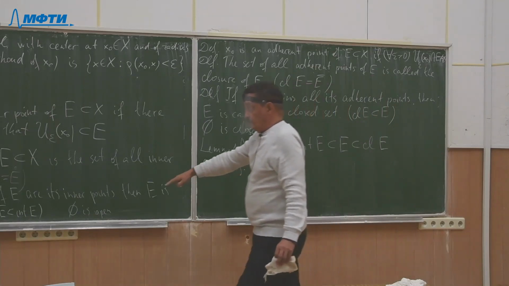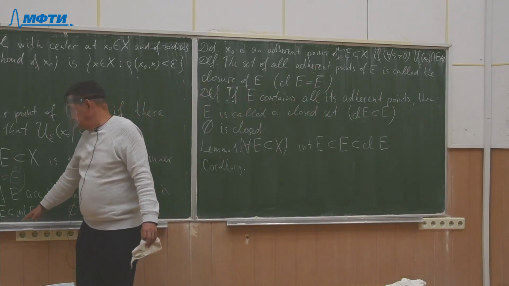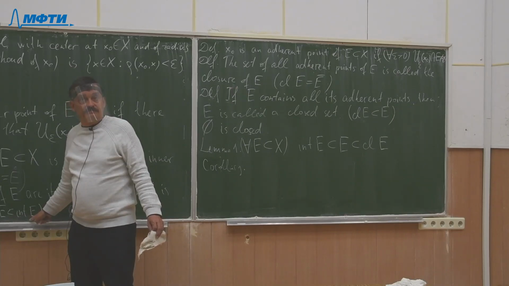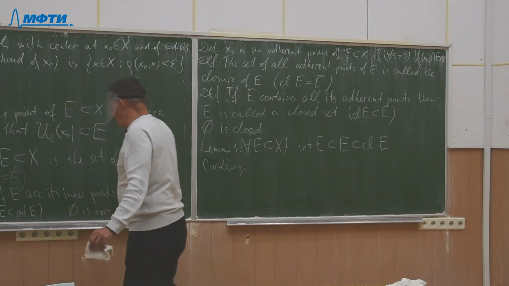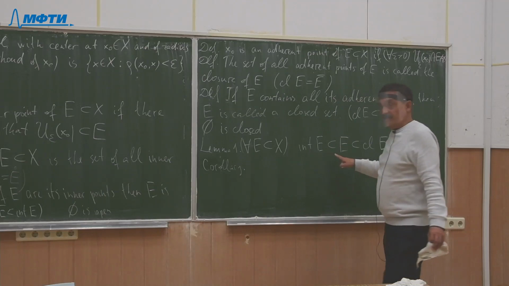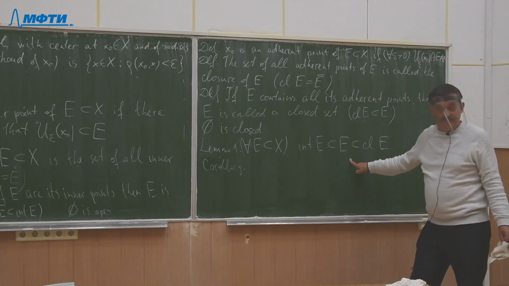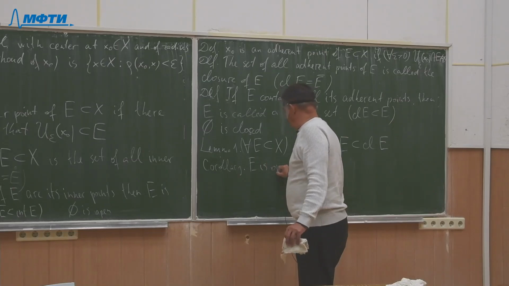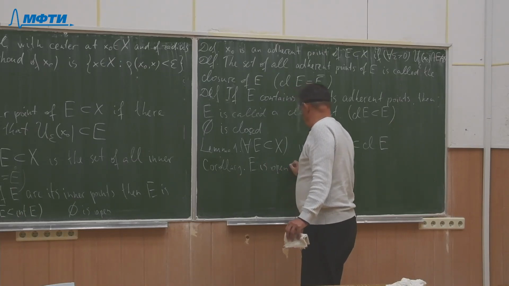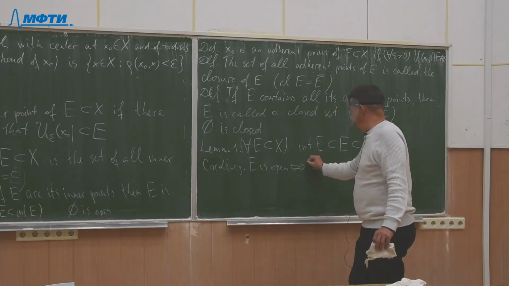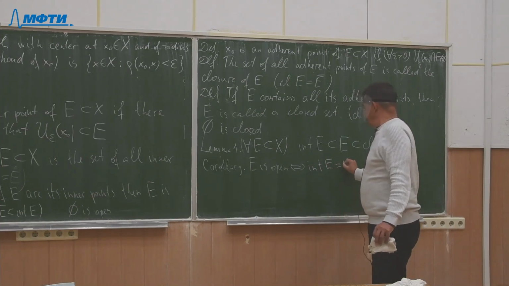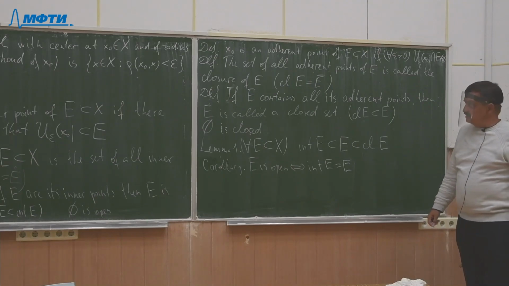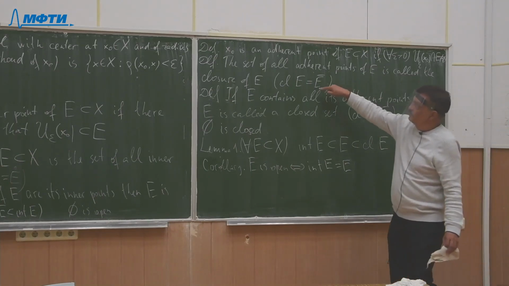So we know a set is open if this inclusion holds, right? For an arbitrary set, the interior is a part of it. So E is open if and only if the interior of E coincides with E. And there is a similar definition of a closed set.